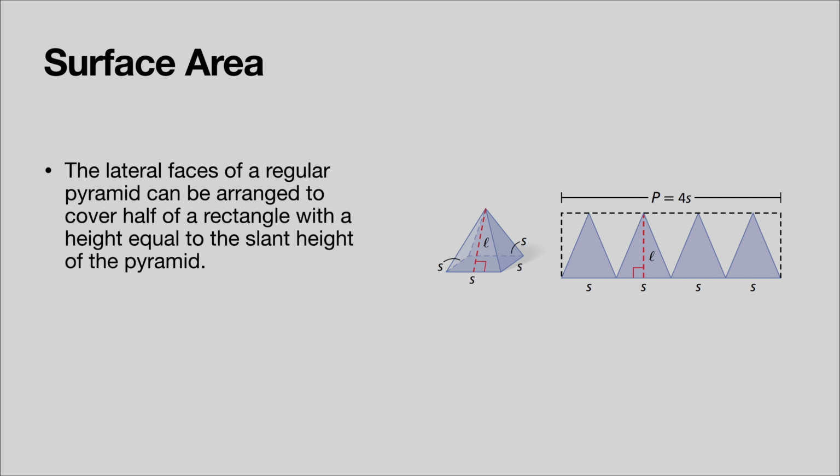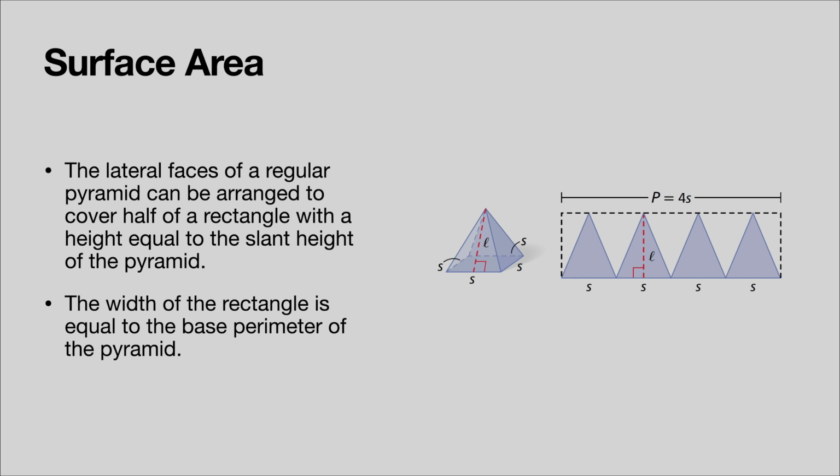The lateral faces of a regular pyramid can be arranged to cover half the rectangle with the height equal to the slant height of the pyramid. So you can see that right here. Basically, we have four equal size triangles, all of which have the base of a side times the height of L. Now, the width of the rectangle is equal to the base perimeter of the pyramid. So if we had, say, a 7-sided figure, there would be 7 of these triangles instead of just 4. If we had a triangular pyramid, there would only be 3.